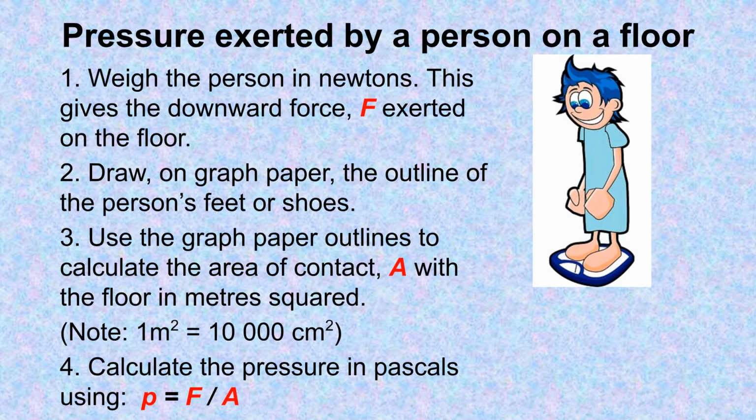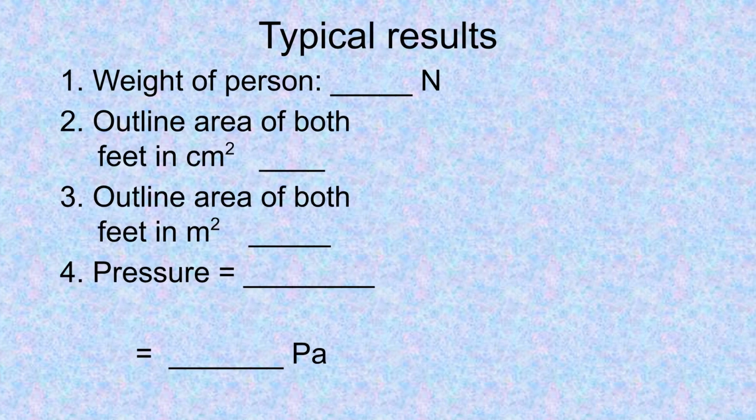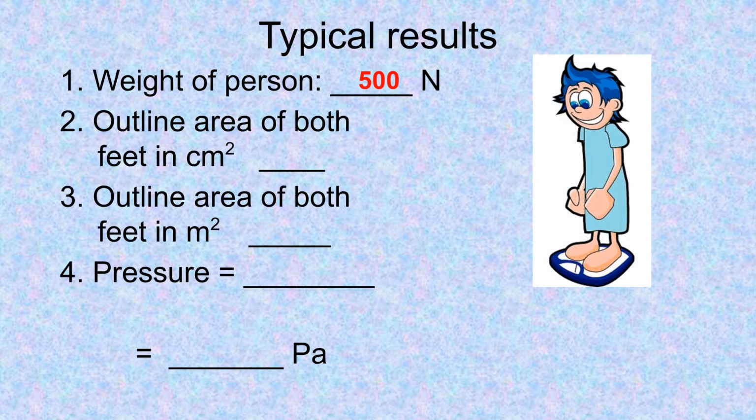Here are several examples illustrating how pressure is affected by force and area. Think about how a change in area impacts the resulting pressure. To calculate the pressure a person exerts on the floor, first weigh the person to find the force. Then, determine the contact area using graph paper and convert it to square meters. Finally, divide force by area.